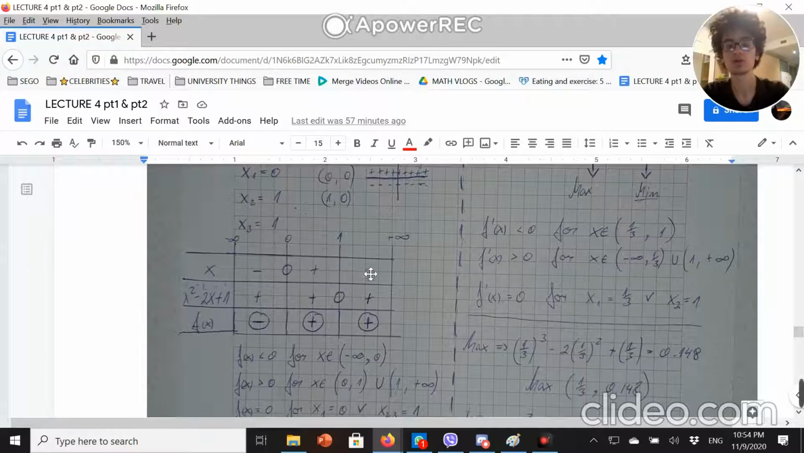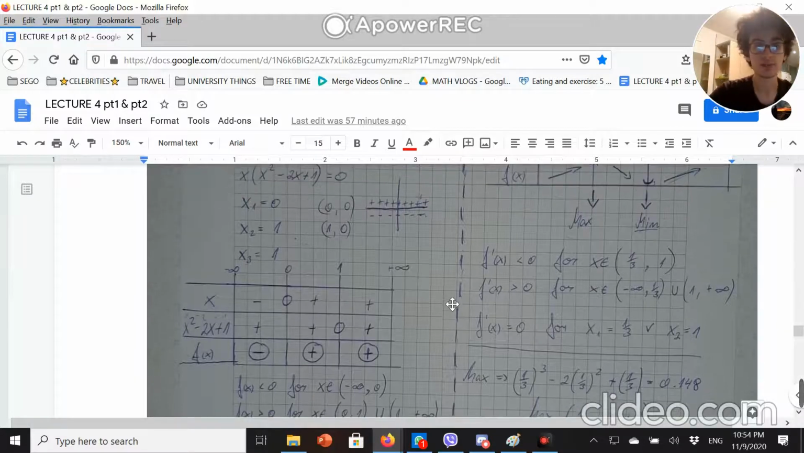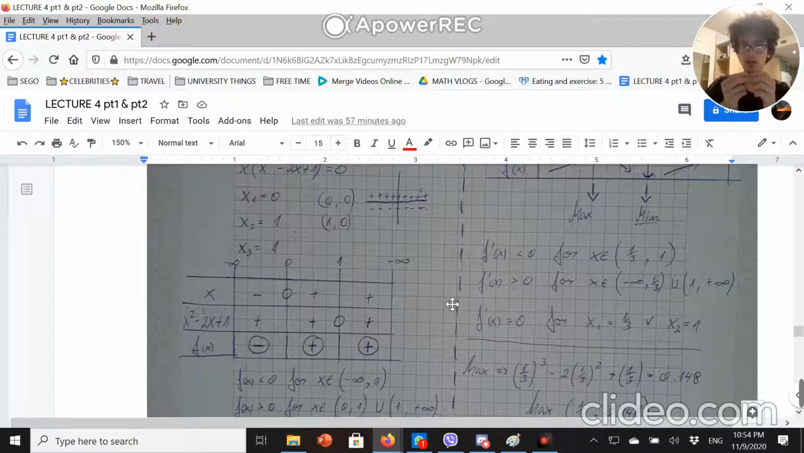Here we would also put our points that we got for x's. Okay, and now we're going to see, by substituting these values in our functions, what number we're going to get. In other words, is our number going to be positive or negative? Okay, so for any number between negative infinity and 0, our x will be negative. Why?